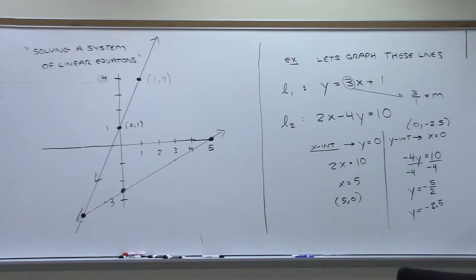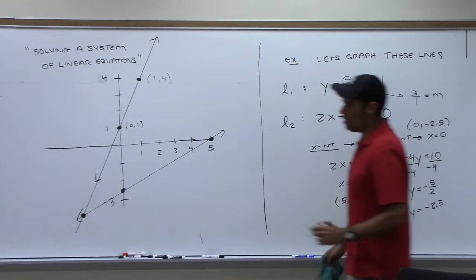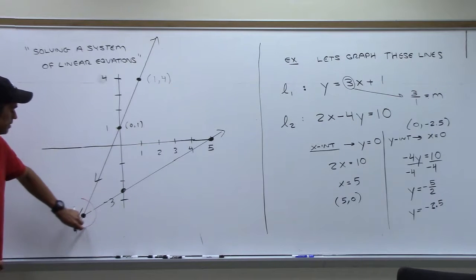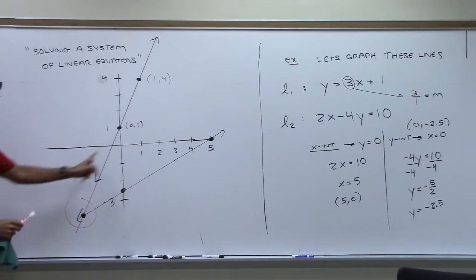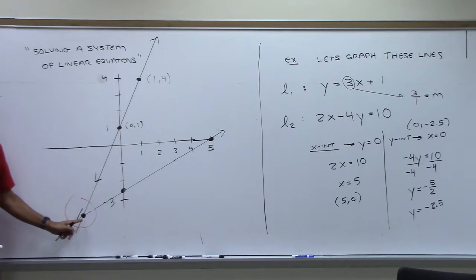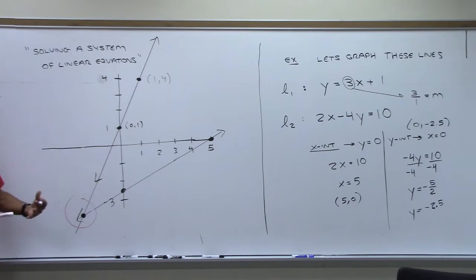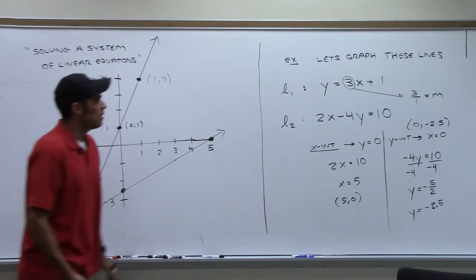All right? Would we all agree, though, that from our picture, whatever this point is, it looks like the x coordinate and the y coordinate are both negative, right? So when I go through this process and we get an answer, we should get both a negative x and a negative y. If we get something different, then something's wrong, right? Okay, so here we go.